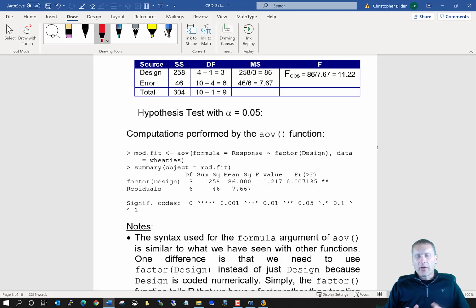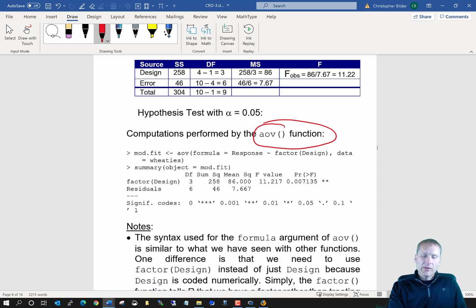The most important thing of this part of the example, though, is how can we have R automatically perform these calculations for us? Here's how. We can use a function called aov, for analysis of variance. You might be wondering, why isn't it called anova? Well, you'll see later. There's actually another way that we can get this table too, and it does use a function called anova. But this first function that we're going to look at is called aov.